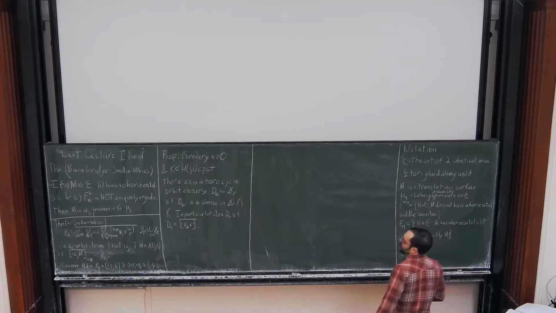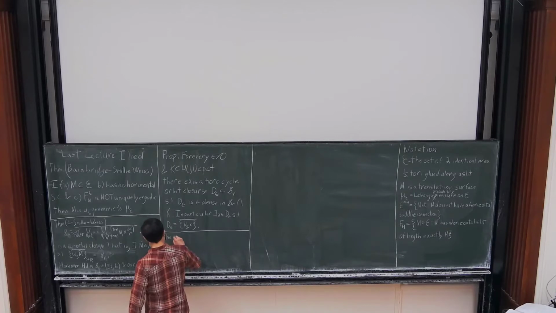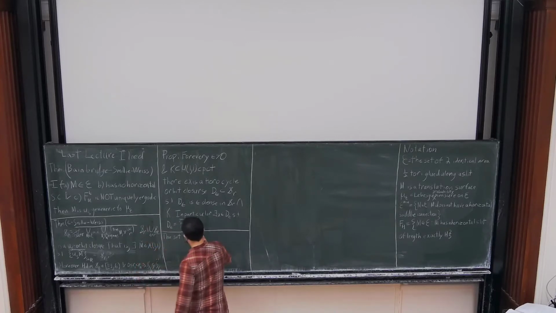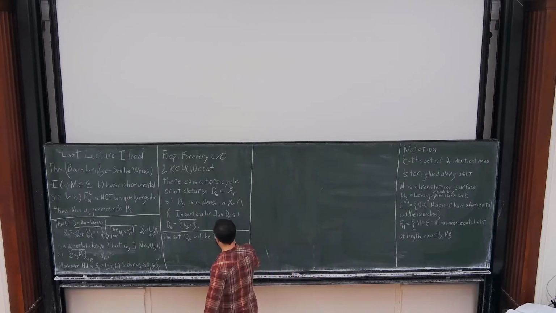And so what's my set going to be? So the set D_epsilon will be the union over M in F_H of the tremor for time about M with respect to nu for time.